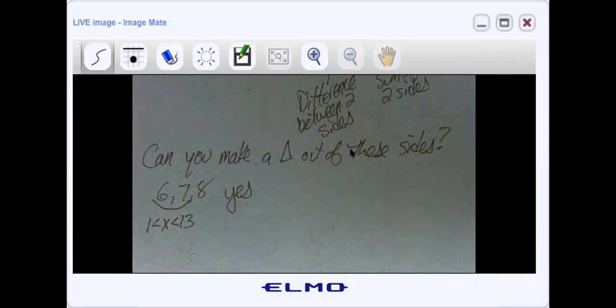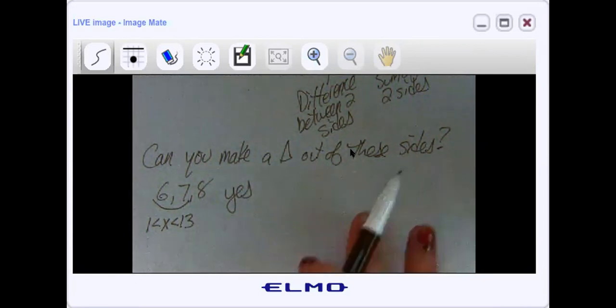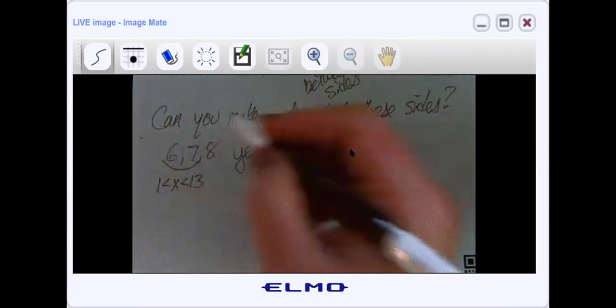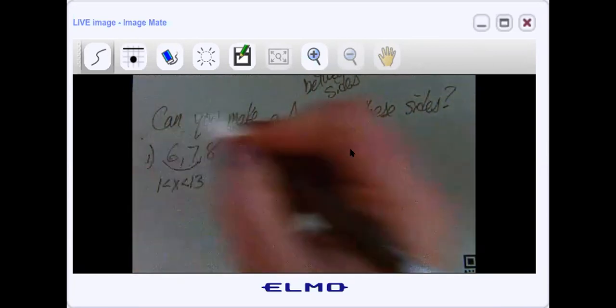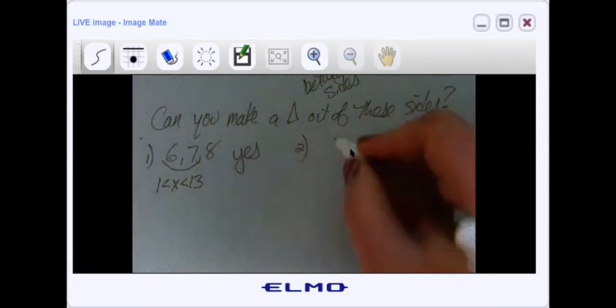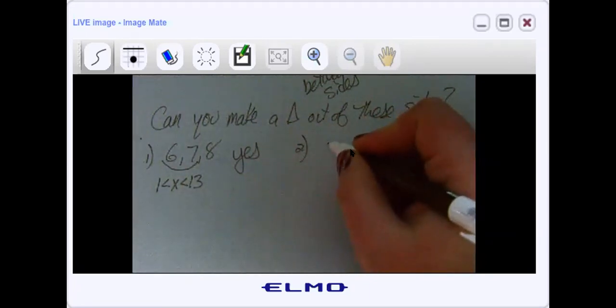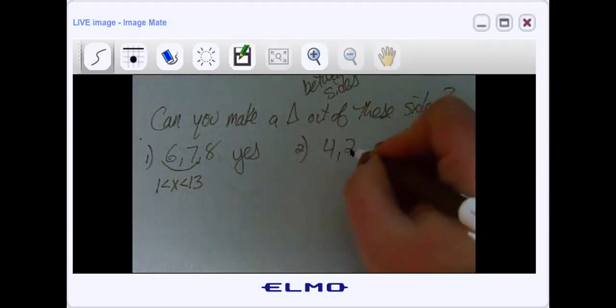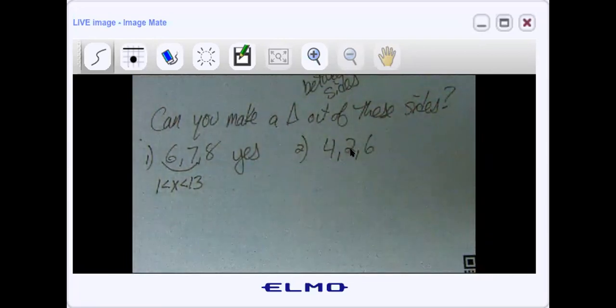Okay, so you can always do that. And just take any 2 sides and figure out what the range is for the third and see if that third one actually fits. Okay, so let's try another one. What if, so this was example 1. Let's try example 2. What if I had 4, 2, and 6? Could you make a triangle out of those 3 sides?